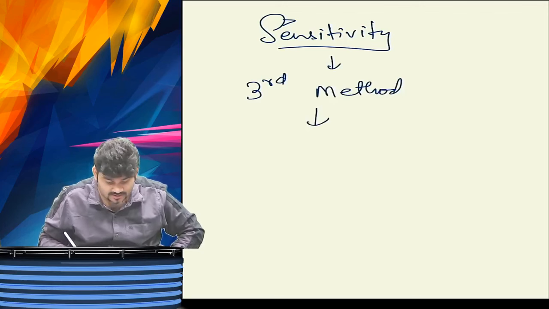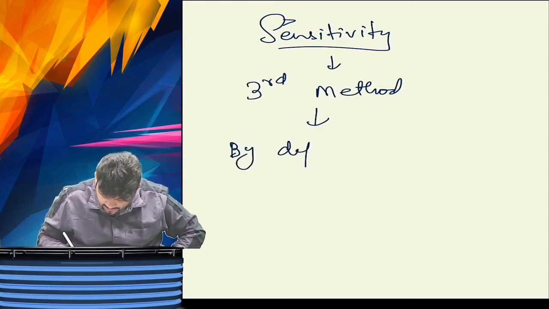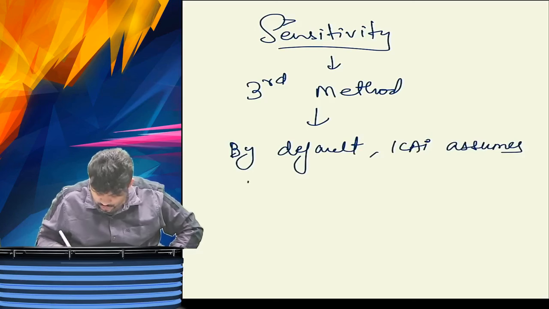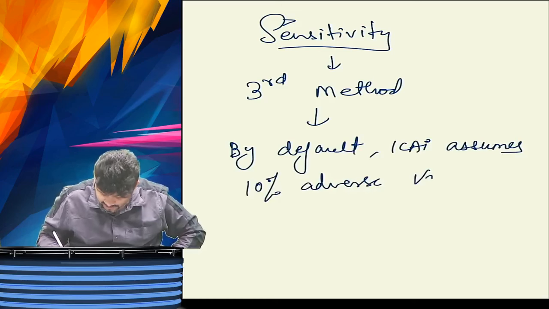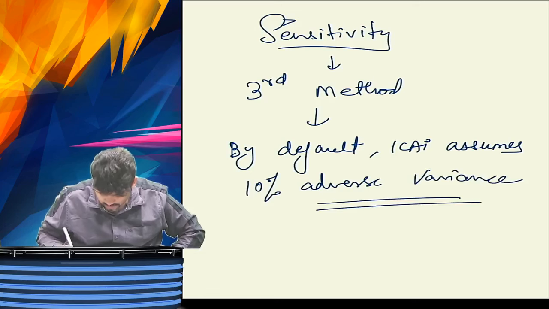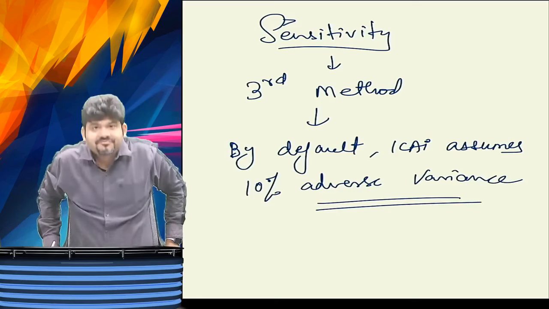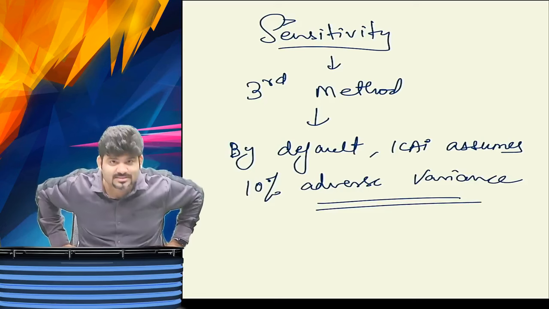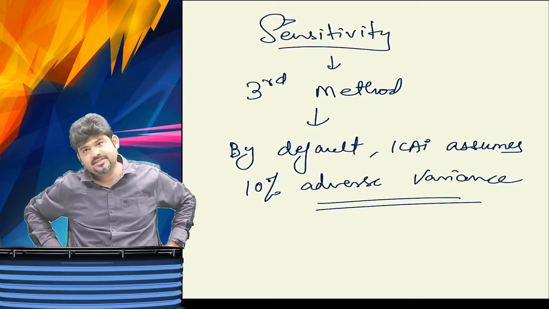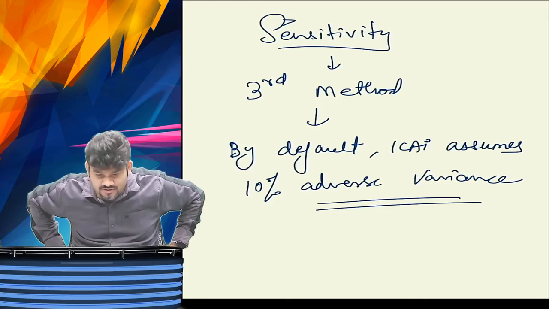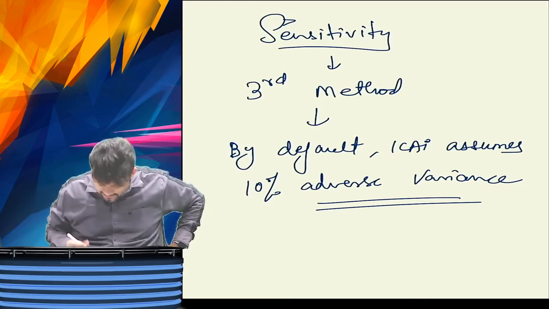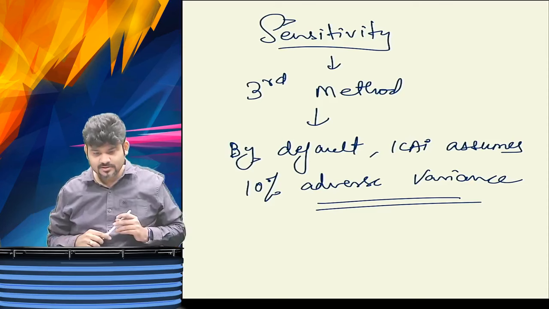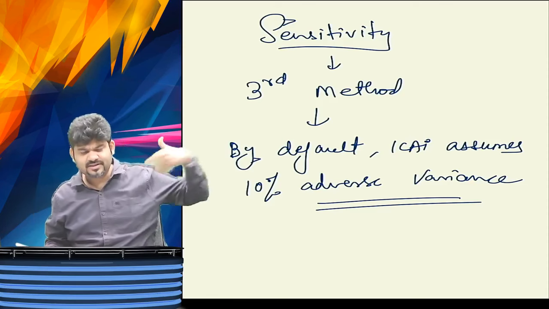In this, by default, ICAI assumes 10% adverse variance. Got it, guys? So by default, take 10% adverse variance and solve it.